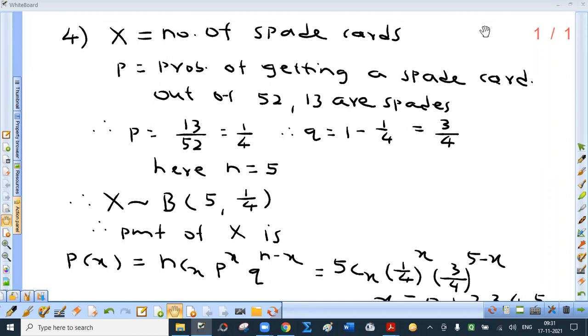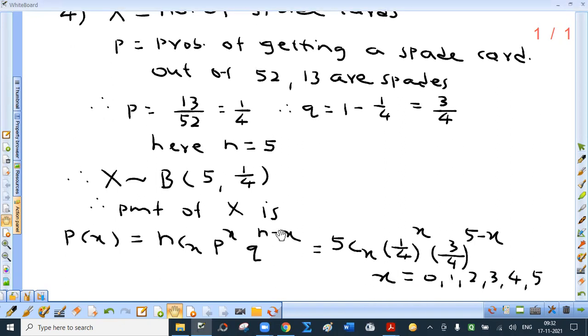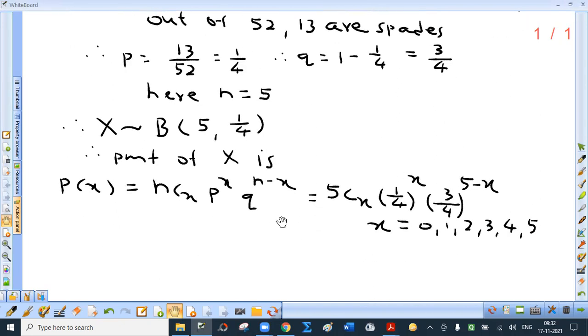Number of spade cards. So it is small p, probability of getting spade card. Now out of 52, 13 are spades. So what is the probability of getting a spade card? 13 upon 52, that is 1 by 4. So what is probability of failure? Q, 3 by 4. Now 5 cards are drawn, so number of Bernoulli trials, n equal to 5. So X is a random variable which follows binomial distribution with which parameters? 5 and 1 by 4.